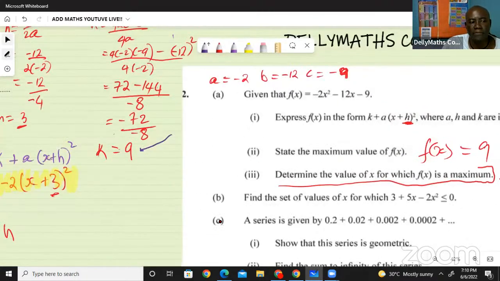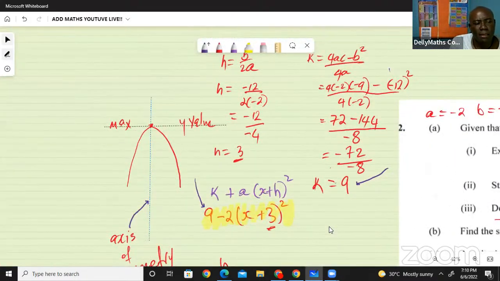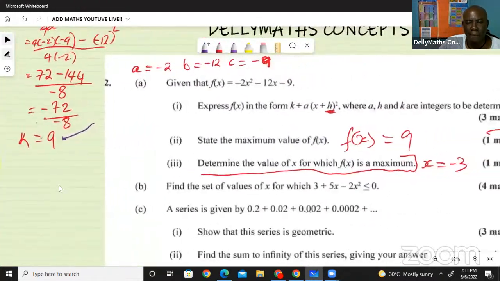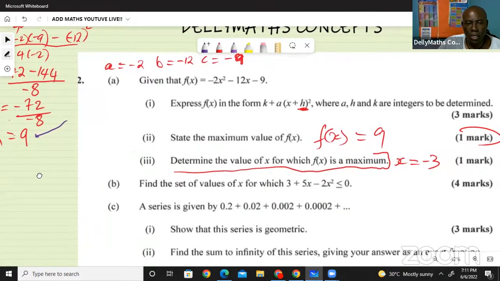So I'm going to put the fact here, that the maximum point is negative h and k. The negative h is my axis of symmetry and the k is my maximum in this context. So when we understand that, then everything actually becomes easy. So negative 3 would be the x value at the maximum.